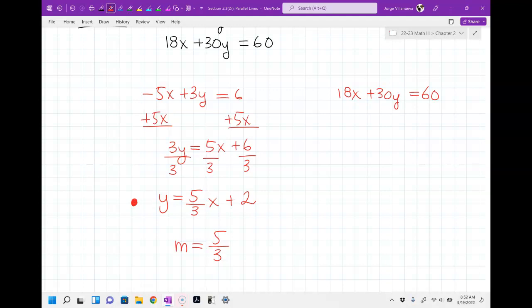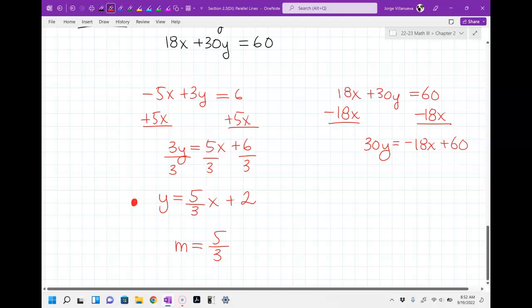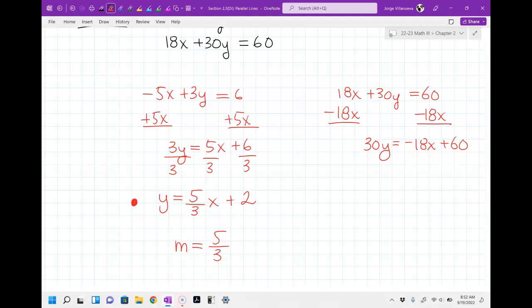So let's do the same idea. Let's move our x first. So we'll subtract 18x. Once I do that, I get 30y equals negative 18x plus 60. So if I divide everything by 30 and simplify, I should be able to see what my slope is. So I divided everything by 30.